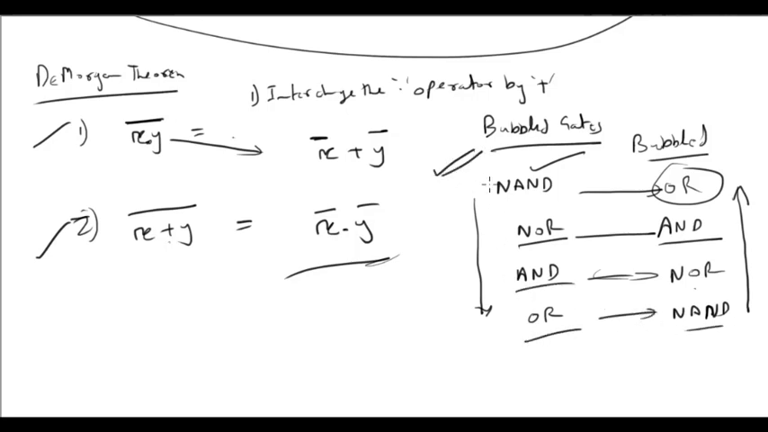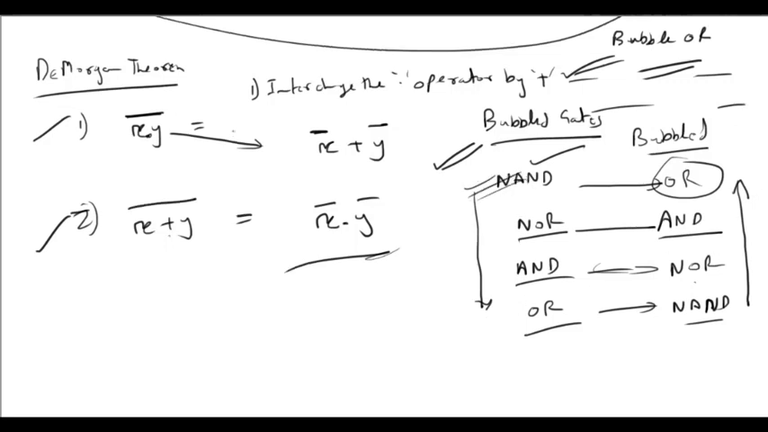This is also very important from the exam point of view. If a question comes, a bubbled OR gate is also represented as, and the options are NAND, NOR, AND, OR, then you will take NAND as the correct answer. This table is very important from the exam point of view.